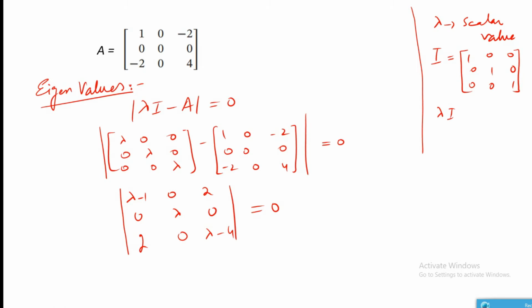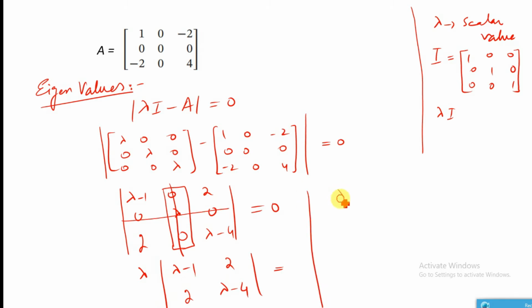Now with the help of cofactor expansion we need to find its determinant. If we expand along column number 2, there is a lambda value, and then we skip this row and this column, and we have the determinant of lambda minus 1, 2, 2, and lambda minus 4, and equate it to 0.